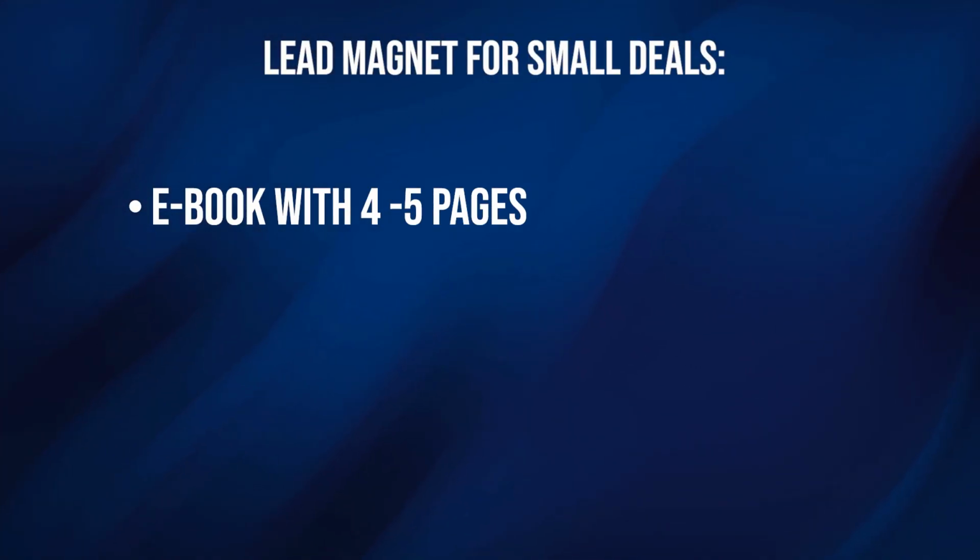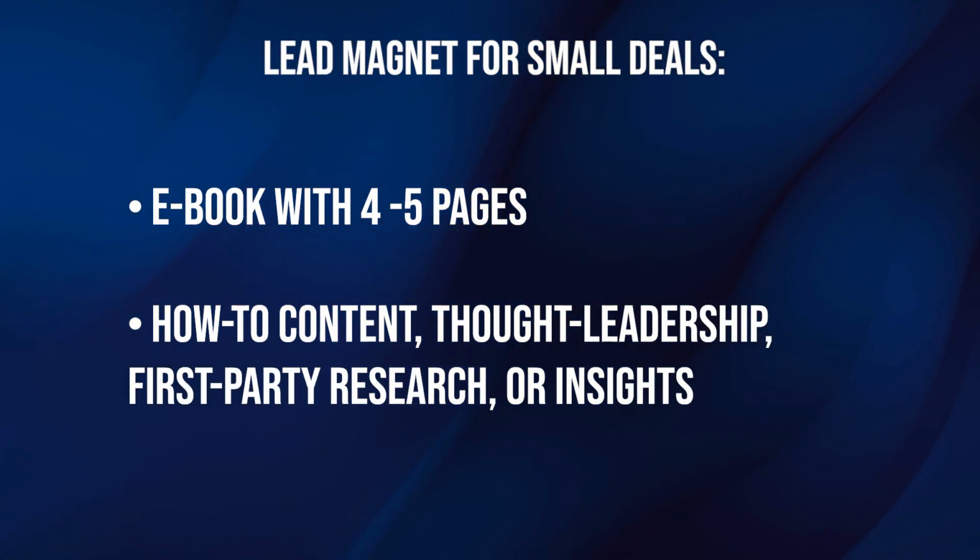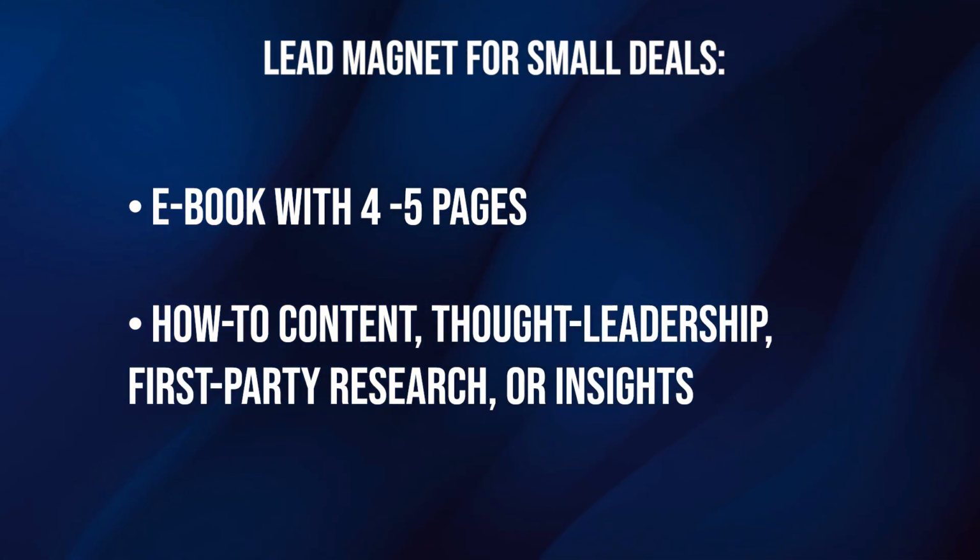But for smaller 4- or 5-figure deal sizes, I'd recommend something like a 5-ish page ebook focused on either how-to content or thought leadership or some unique first-party research or insights. Some example topics I've written for those deal sizes include how incrementality works across your marketing mix channels, how to navigate licensing changes for large open source software projects, or how to automate account removals from identity and access management systems when people have left your organization.